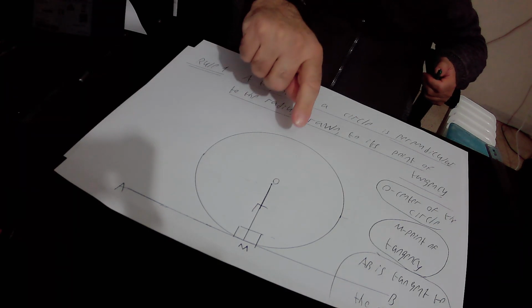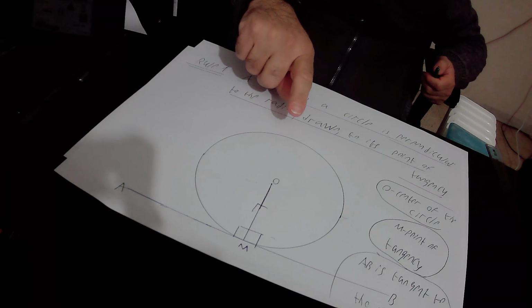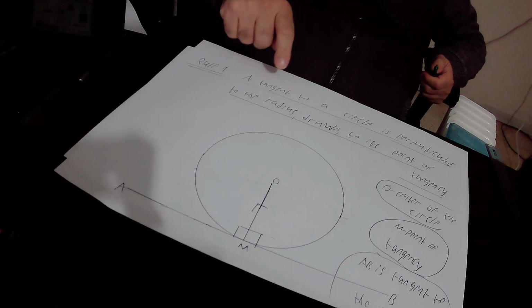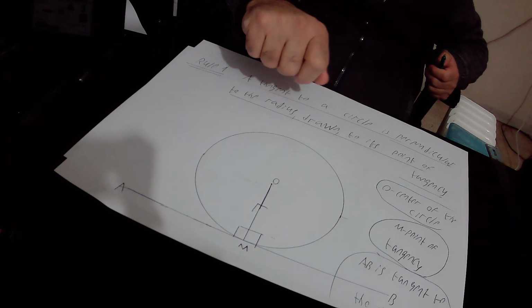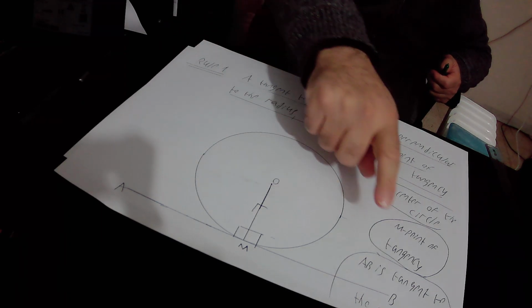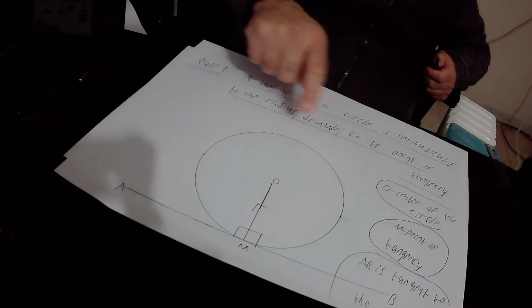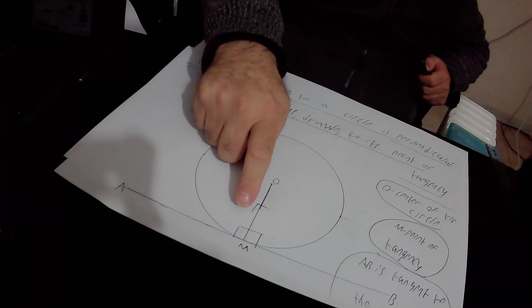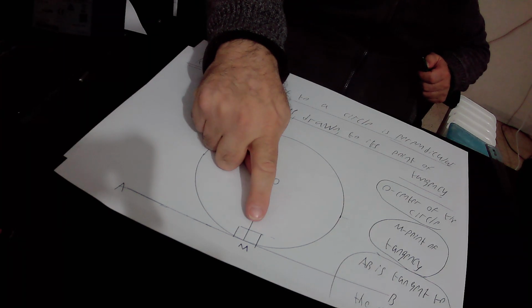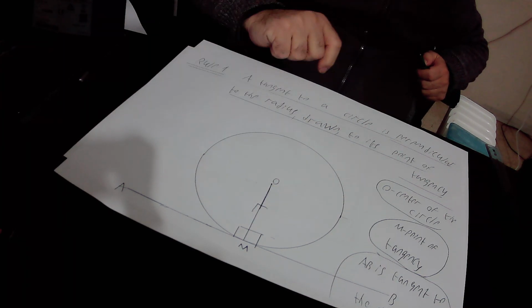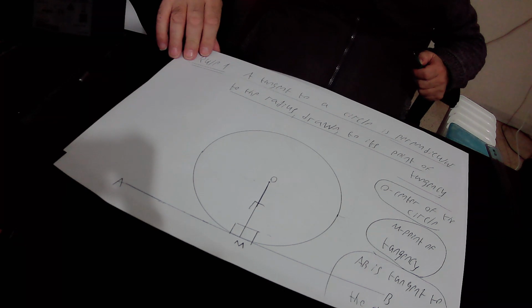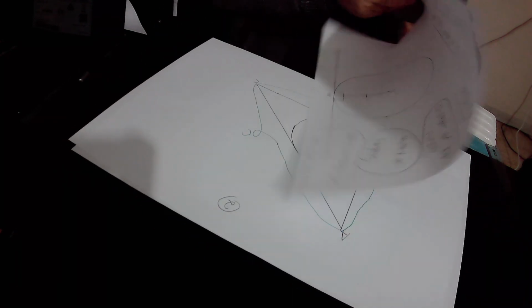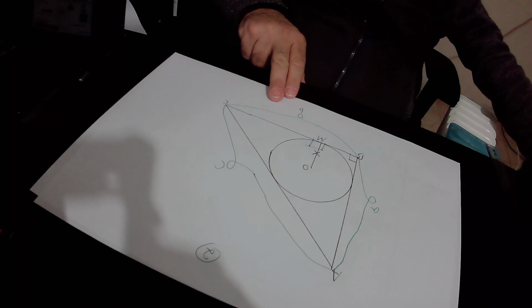The radius OM is drawn to point M, that is the point of tangency of tangent AB with this circle. Whenever you have a radius that is drawn to the point of tangency, then tangent AB will be perpendicular to the radius MO. If AB is perpendicular to MO, it means that this angle equals 90 degrees and this angle equals 90 degrees according to rule number 1.